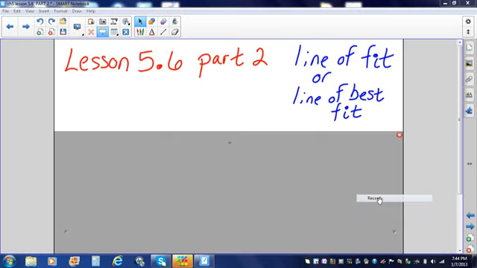Today's podcast is going to be lesson 5.6, part 2, line of fit, or sometimes it's referred to as the line of best fit. Please write that in your scribble. Thank you.